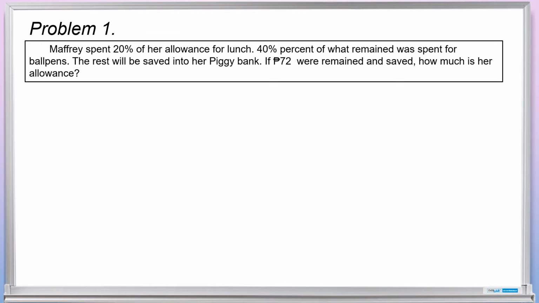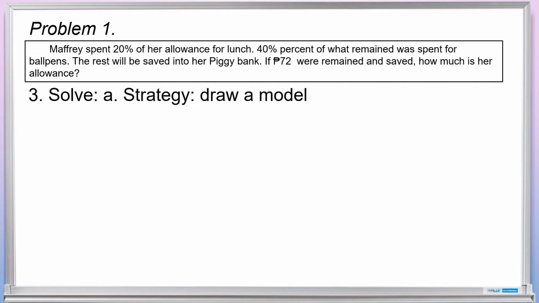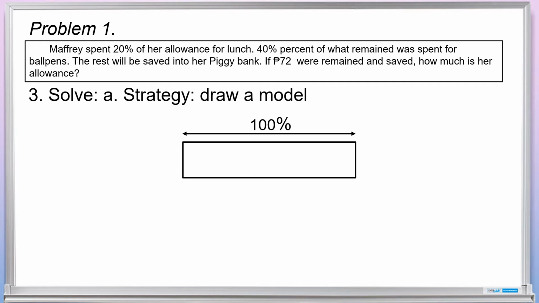The third step is solve, and I'm going to show you 2 ways in solving the problem. First is draw a model. Let's represent Math5's allowance with a region. This region is 100%. From 100%, 20% was spent for lunch. So 100% minus 20% equals 80%.